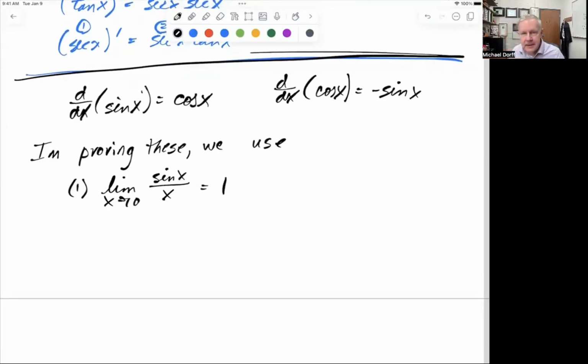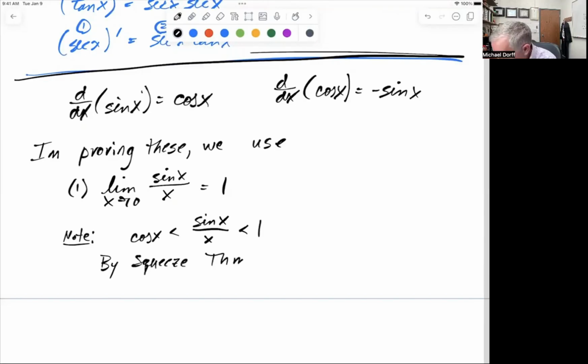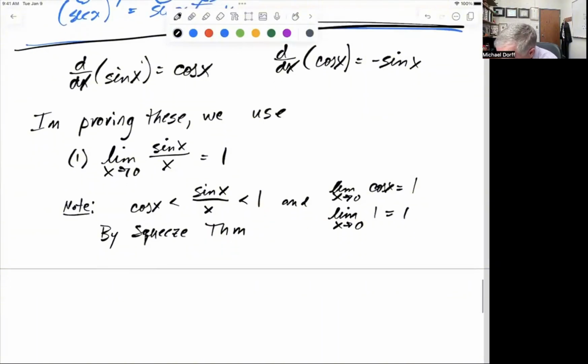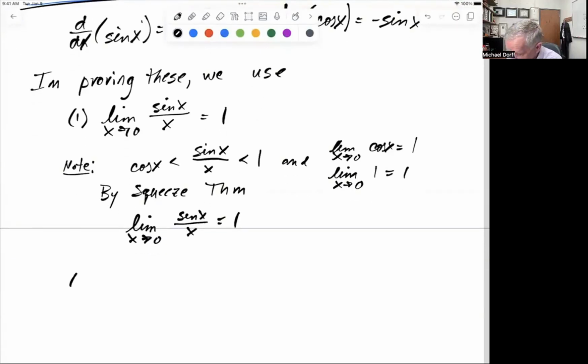And that limit can be proved by using the squeeze theorem, and show that the cosine of x is less than sine x over x, which is less than 1. And we also know that the limit as x goes to 0 of cosine x is 1, and the limit as x goes to 0 of 1 is 1 because there's no x's there. So by the squeeze theorem, the limit as x goes to 0 of sine x over x is 1. Okay, so you could show that one.